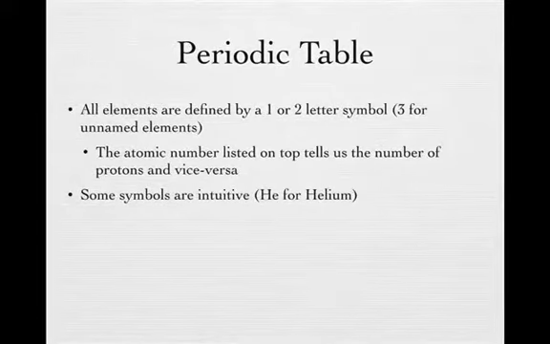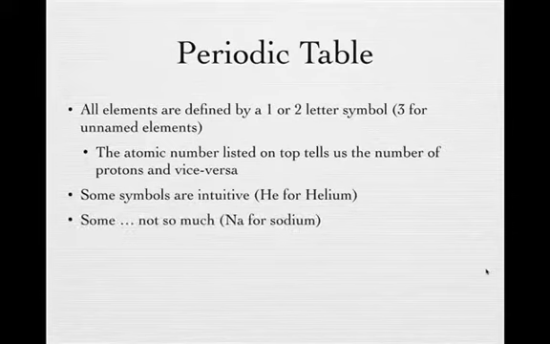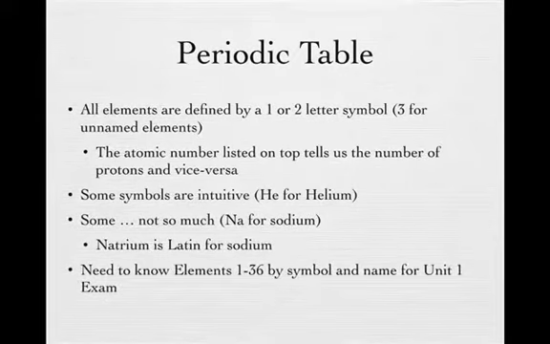Some symbols, their name and symbol, are fairly intuitive. For example, He for helium, H for hydrogen, C for carbon. However, we do have some that are a little more complex. For example, Na for sodium. Sodium doesn't even have an N or an A in its name. That goes back to some of the old Latin names that we had for these elements long, long ago. So sodium used to be called natrium. Iron was called ferrum, and so it has a symbol of Fe. So some of the elements and symbols are fairly intuitive, some not as much as you'd like.